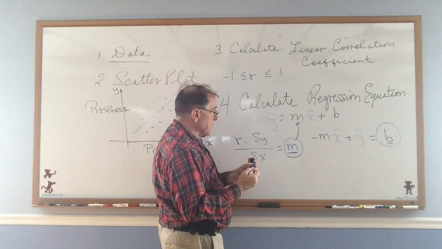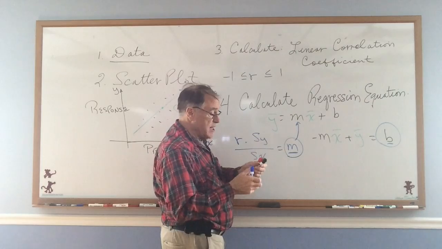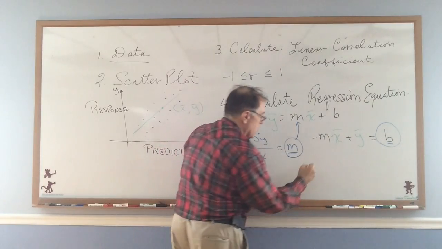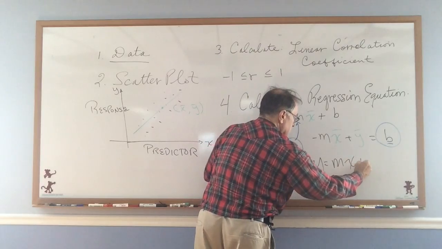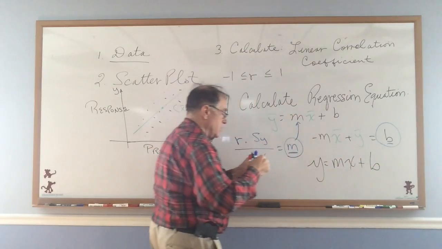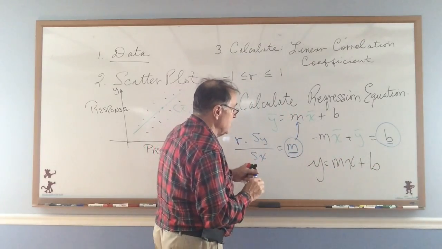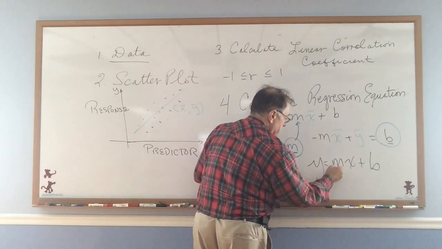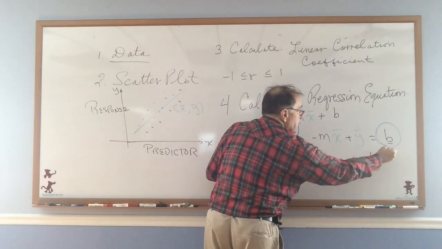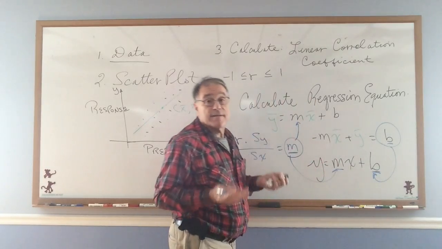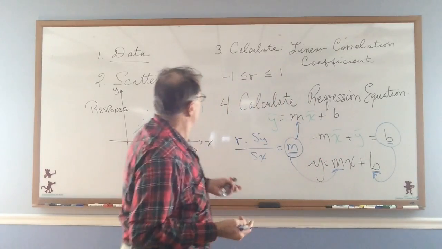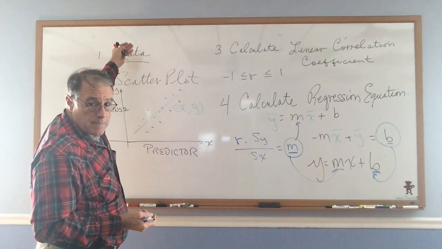So I rewrite the regression equation in the form y equals mx plus b, using the value I found for m and the value I found for b. Very powerful things.